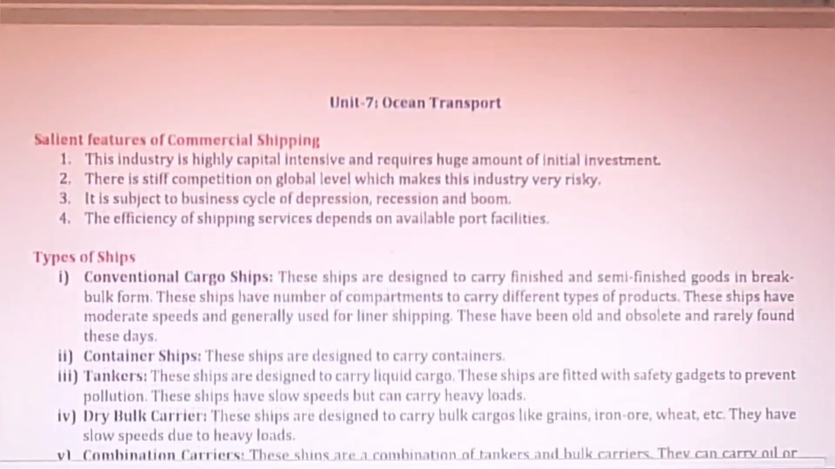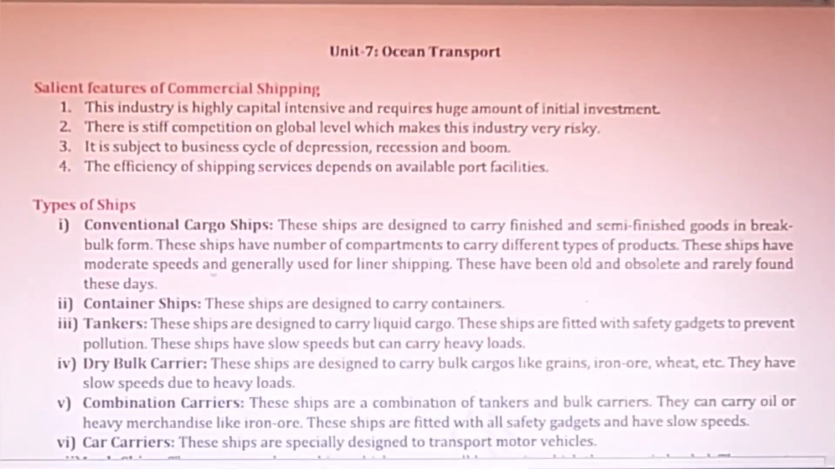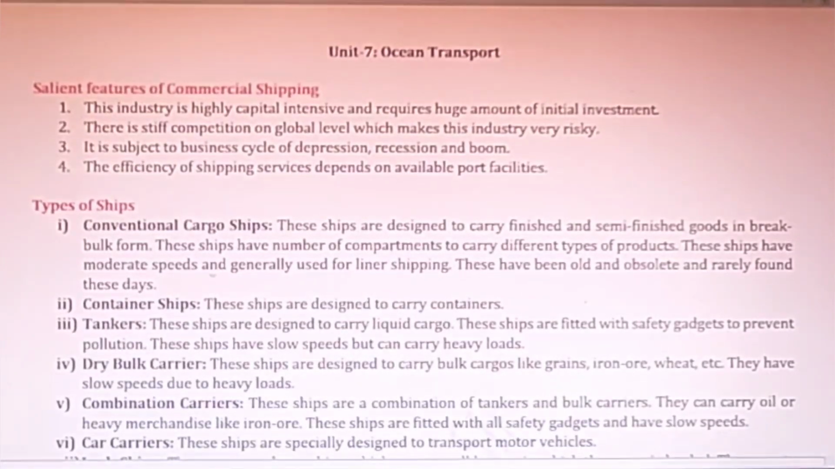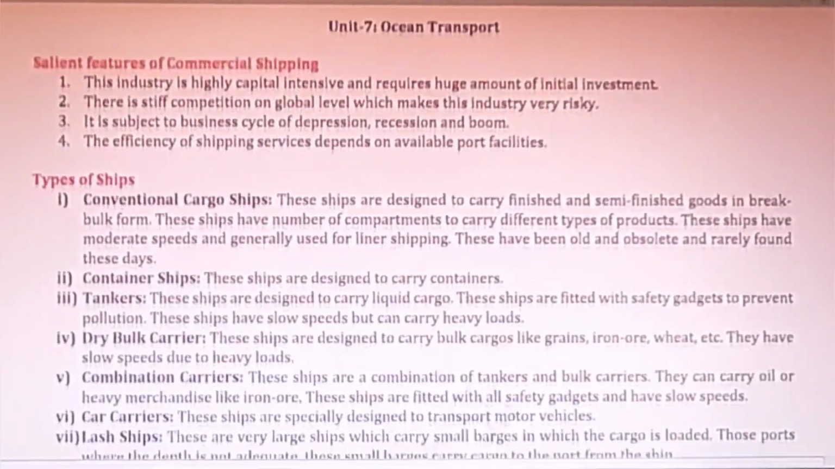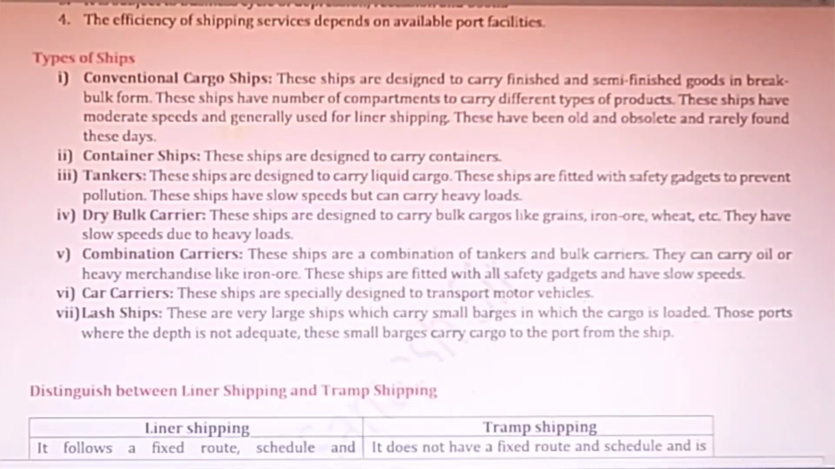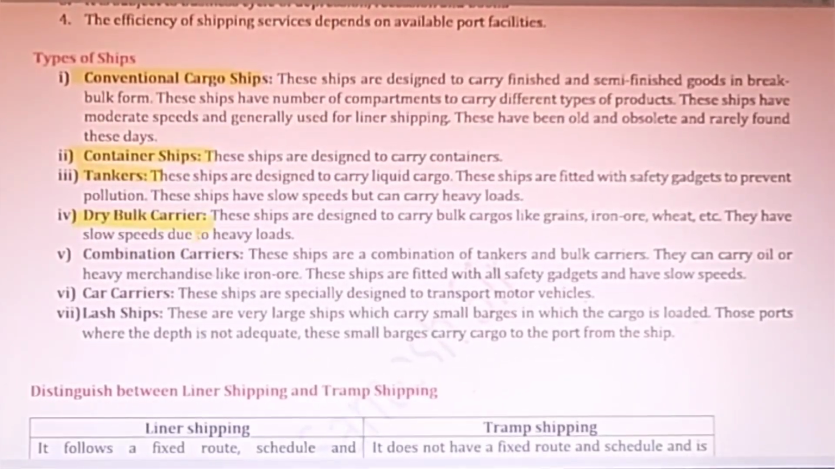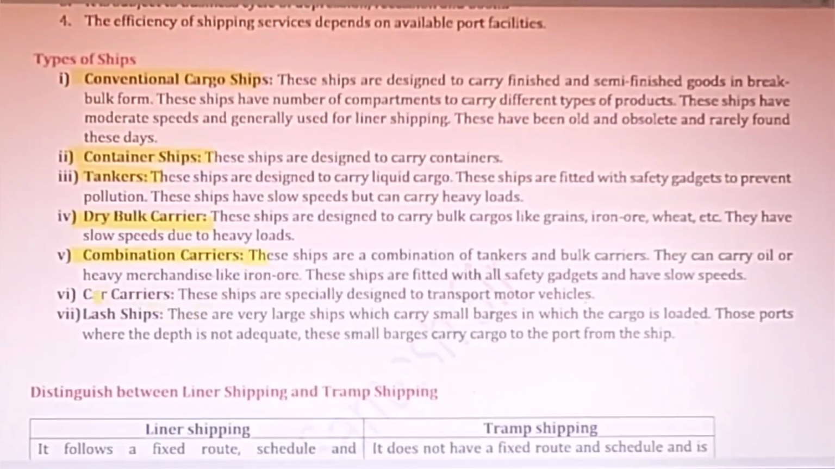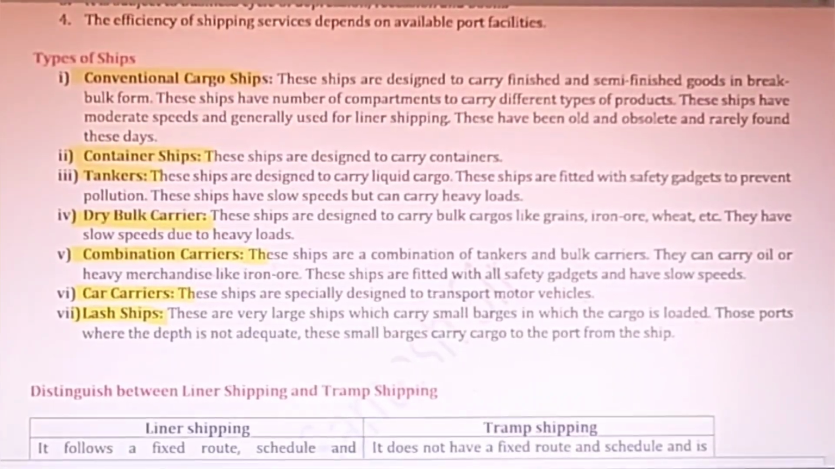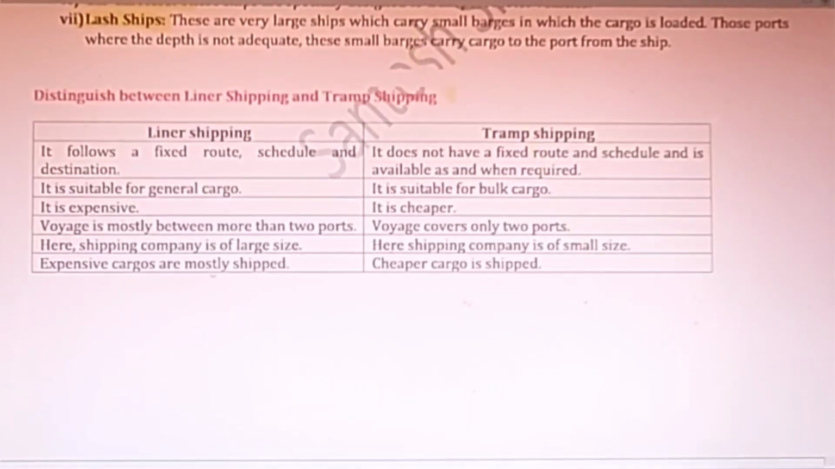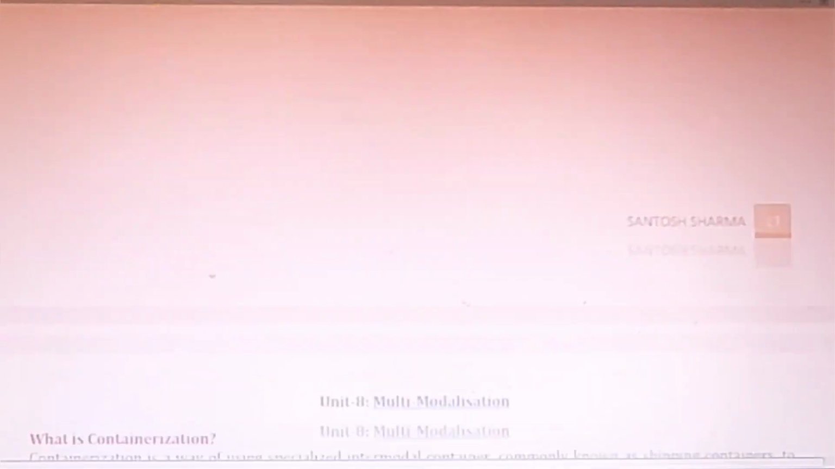Okay. Now comes ocean transport. Ocean transport for bulky goods, it is one of the best. For import-export trade also, ocean transport is the most popular one. And different types of ships are there in this transportation, like conventional cargo ship, container ships, there are tankers, dry bulk carriers. So these are the different types of ships which are available for transportation of cargo. And in my previous video I also told about liner shipping and tramp shipping, this difference. This one is also very important.